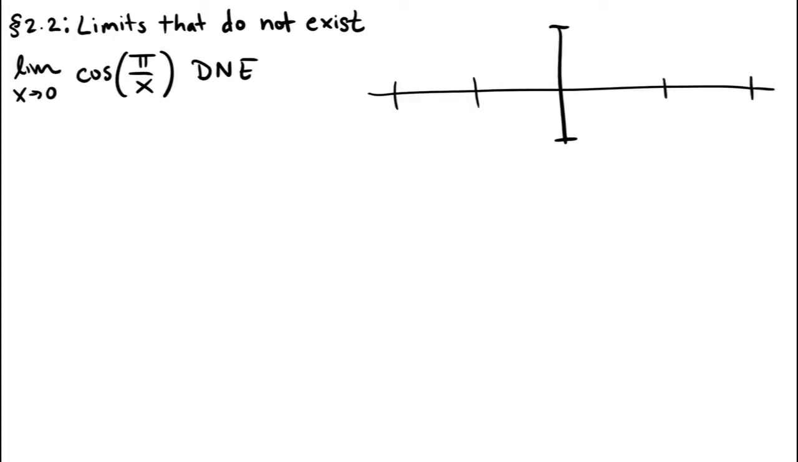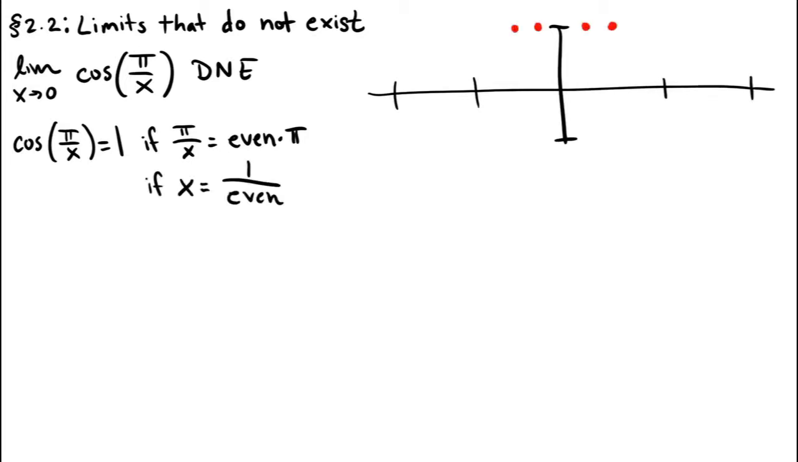Since this function is cosine of something, we know its values are going to fluctuate between plus and minus 1. So let's think, when is cosine of pi over x equal to 1? Cosine is 1 when its argument, which here is pi over x, is an even multiple of pi. So at 0, 2 pi, 4 pi. That means x is 1 over an even number. So when x is 1/2, 1/4, -1/2, -1/4, and so on.